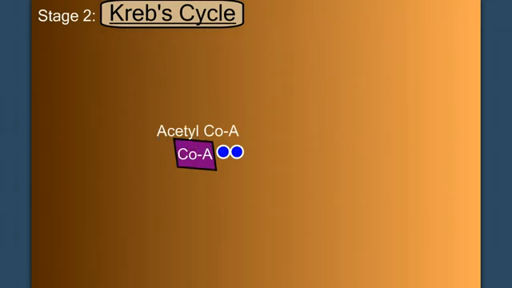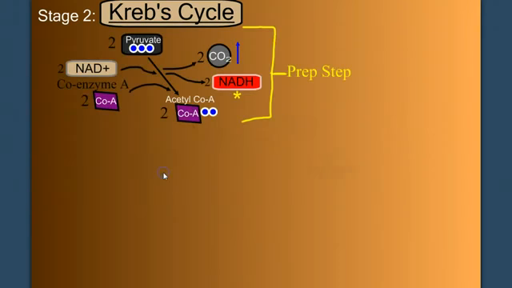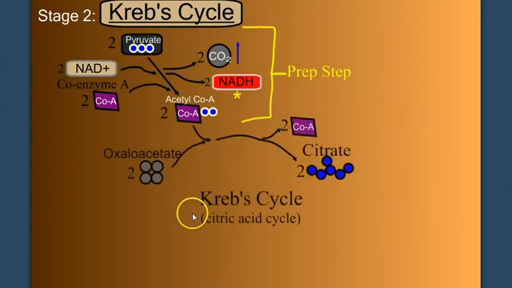As acetyl-CoA enters the Krebs cycle, it reacts with oxaloacetate to make citrate, thus the citric acid cycle, another name for the Krebs cycle. So we can draw that like this. Oxaloacetate picks up acetyl-CoA, the coenzyme A gets kicked out, and we have citrate.